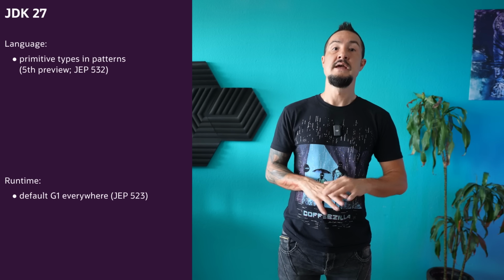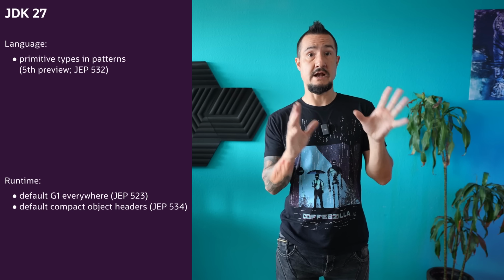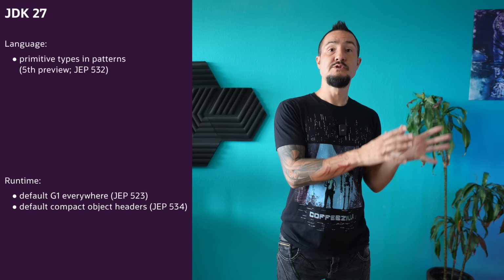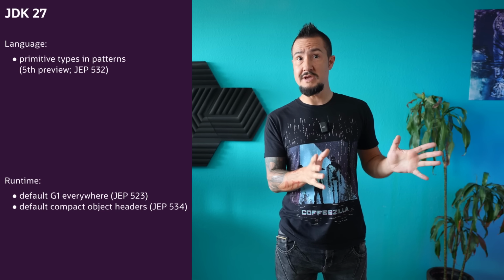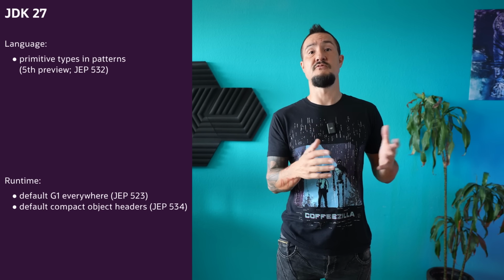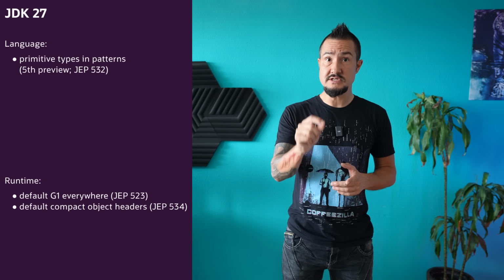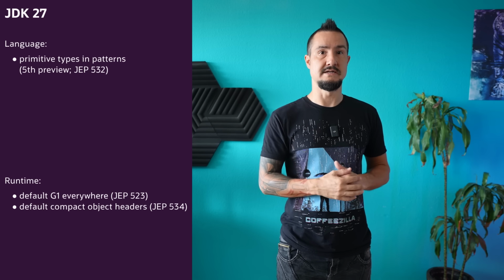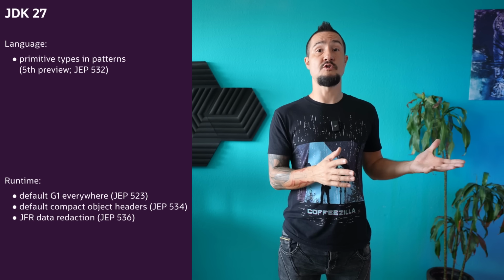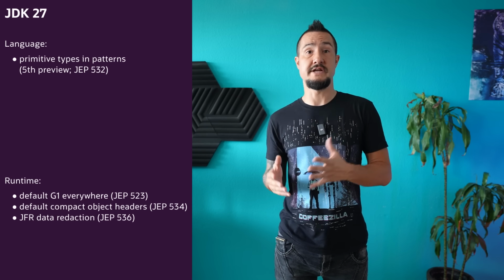Similarly, compact object headers are now the default, which reduces heap space overhead and, through reduced GC pressure and better cache locality, can also improve overall performance. The old behavior remains configurable in case of performance regressions. If you observe those, I recommend to report them to the hotspot mailing list. And then there's JDK Flight Recorder's new data redaction, where JFR will automatically redact many kinds of sensitive information and will allow you to manually configure command line arguments, environment variables, and system properties that should be redacted as well.